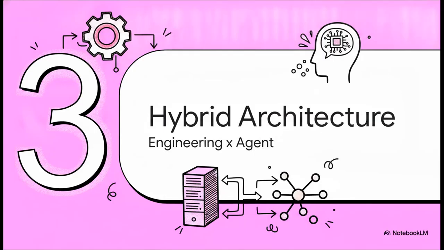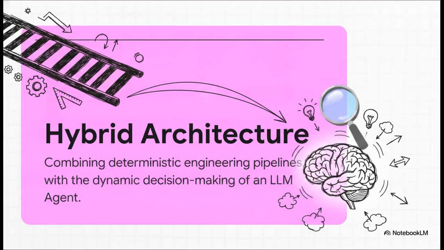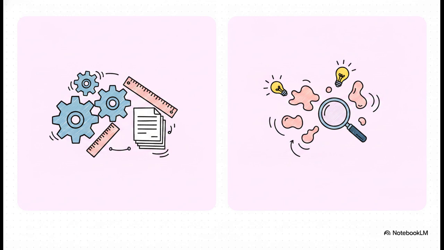All right, Section 3, the hybrid architecture solution, where engineering meets the agent. Here is the core philosophy behind it all, a hybrid architecture. Think of it like combining strict rails with a dynamic brain. It takes the strict, hard constraints of deterministic engineering pipelines, those are your rails, and merges them with the dynamic decision-making of an LLM agent, which is your brain. Instead of asking the LLM to do everything, each side handles exactly what it does best. Notice the division of labor here. On the left side, we've got deterministic engineering.